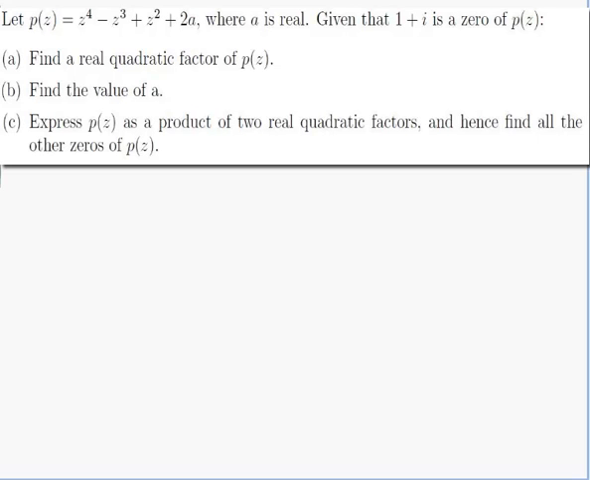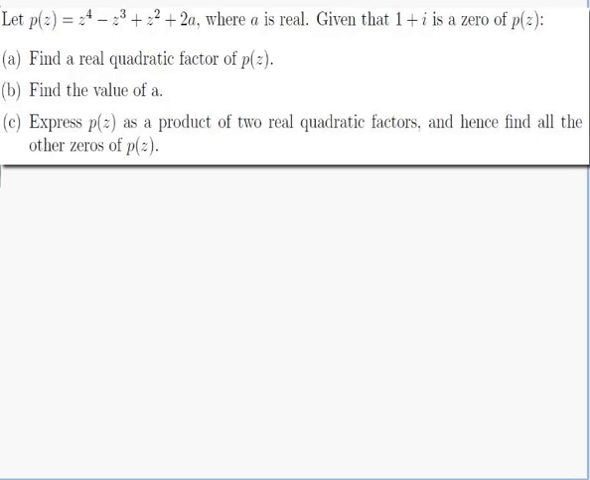The question is, let P of Z be equal to Z to the power of 4 minus Z to the power of 3 plus Z squared plus 2A, where A is real. Given that 1 plus I is a zero of P of Z, (A) find a real quadratic factor of P of Z, (B) find the value of A, and (C) express P of Z as a product of real quadratic factors and hence find all the other zeros of P of Z.